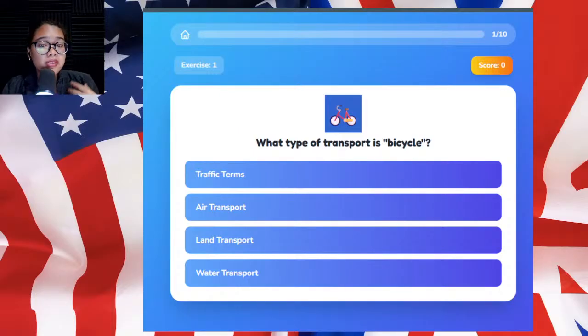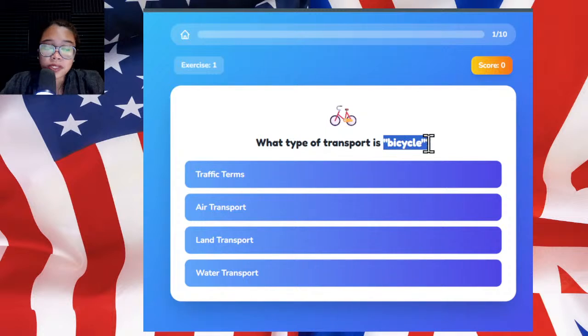So this means that the rider must use their legs to push the pedals, which turns the wheels. So it is a very healthy way to travel because it is a great workout for your heart and for your muscles. So bicycle then is what kind of transport? Since it is powered by humans, we don't use fuel at all. It would be very hard to do that on air, right? So air transport will not be our answer. So that's already wrong, as well as traffic terms. This is not a particular traffic term. This is a vehicle, not a transportation vehicle.